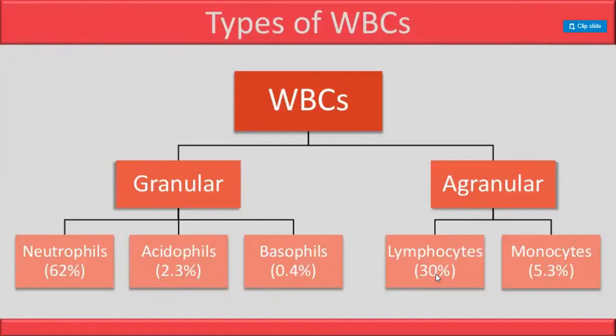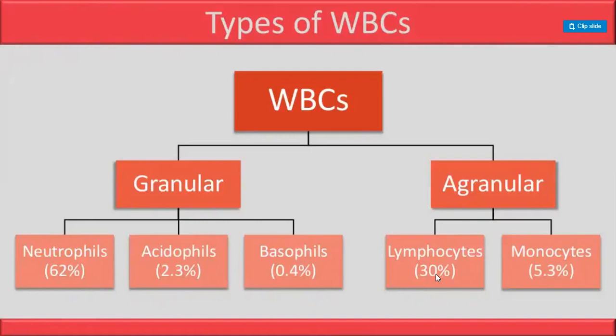So what you need to know about white blood cells is granular and agranular. Granular, there are three types: neutrophils, acidophils, and basophils. Agranular, they are lymphocytes and monocytes. Now, you must not forget these percentages. These are exam questions. You need to know what percentage of the white blood cells is neutrophils. So you must remember that it is 62%.